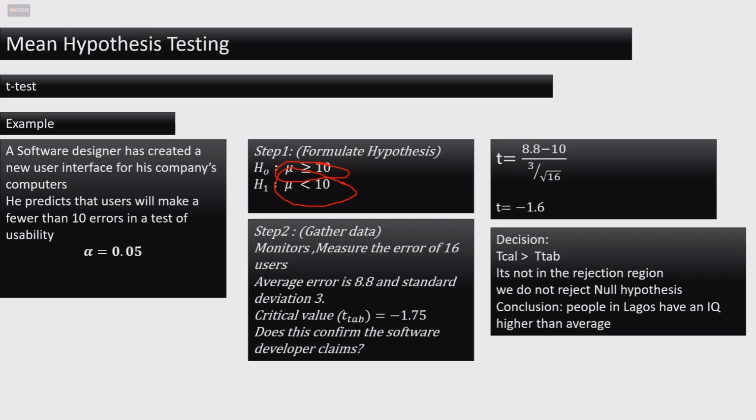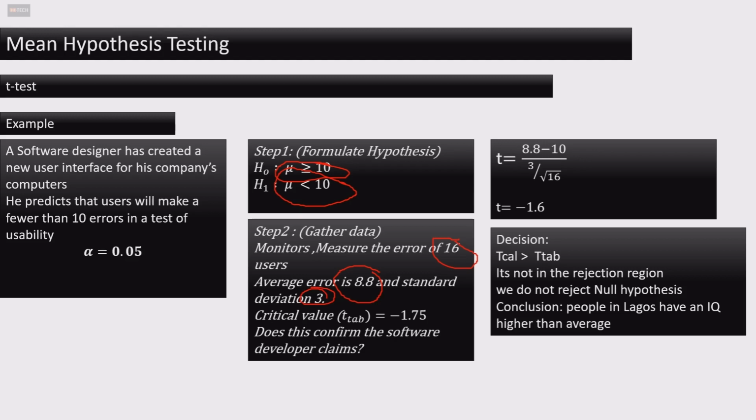Remember, step 2 is to formulate, gather our data and get our t-statistic to check our hypothesis. So let's gather our data. Monitor and measure the errors of 16 users. They got 16 users and we're monitoring how many errors they made before they got comfortable with the software. That's why we're using a t-test: it's not up to 30. The average errors they made was 8.8 and their standard deviation was 3.